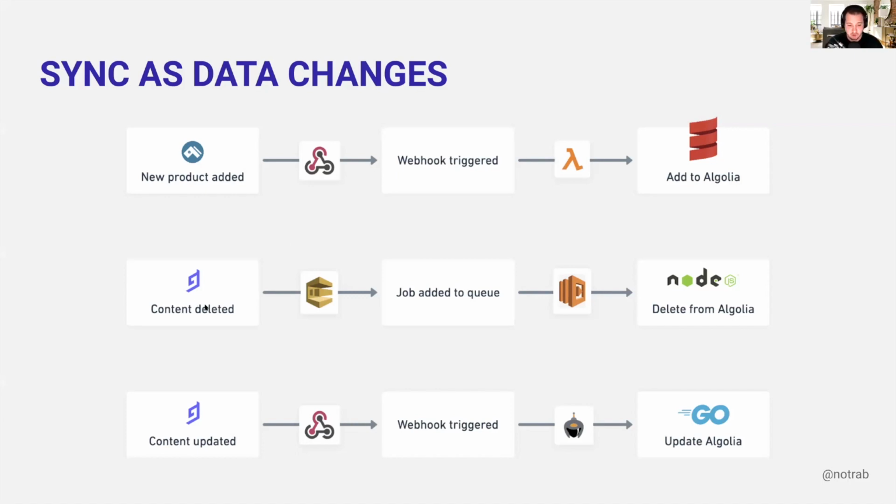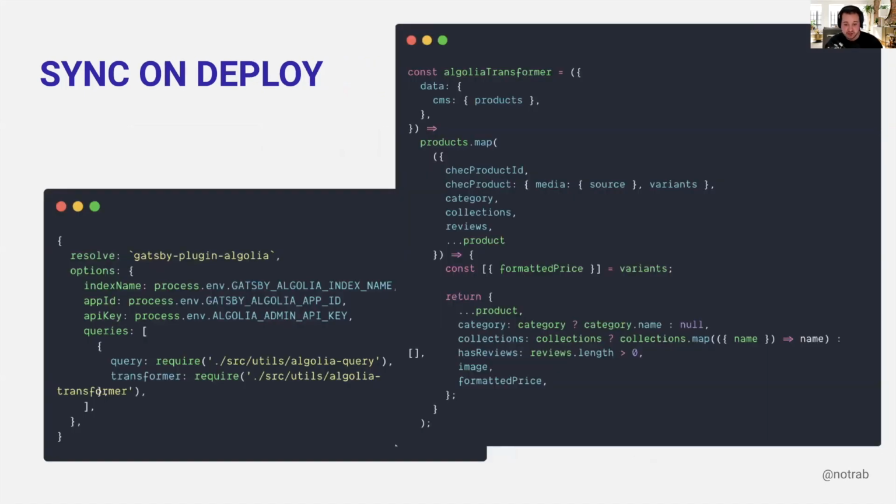We can then store all of these. If content is deleted or updated, we could store those in a queue with Amazon SQS, and we could then execute those jobs, and then we could retry those jobs if there's any failures. So that's really nice. I have full control over what goes into Algolia and what is updated in Algolia, and ultimately, if anything is removed, what comes out of Algolia. We can also sync on deploy.